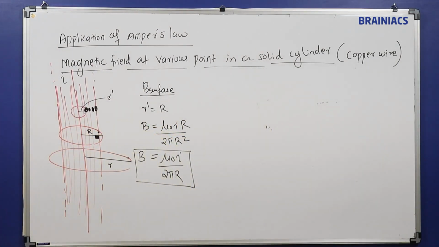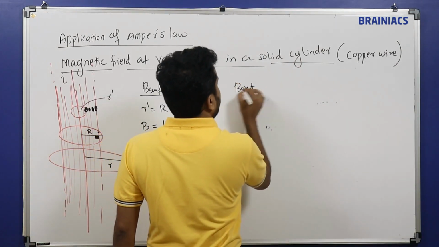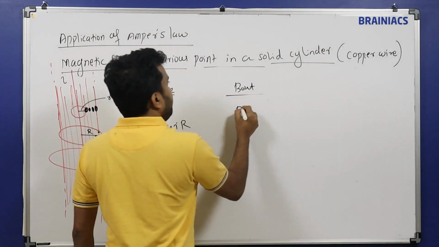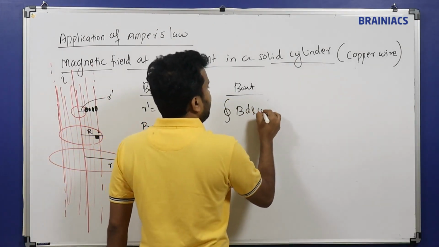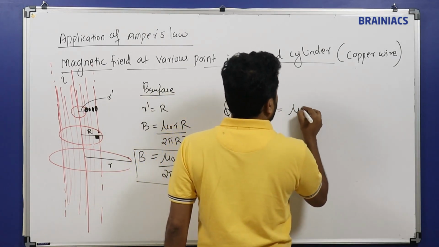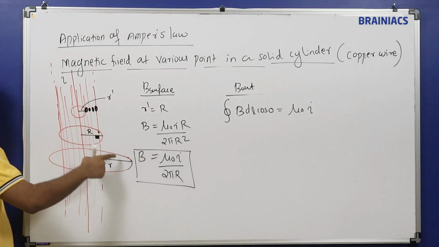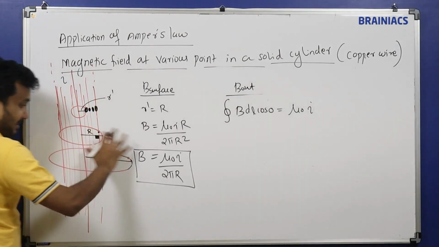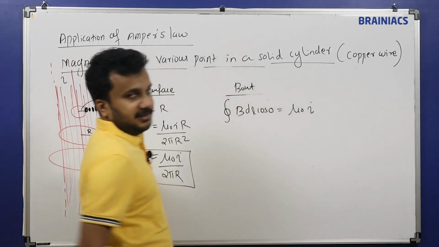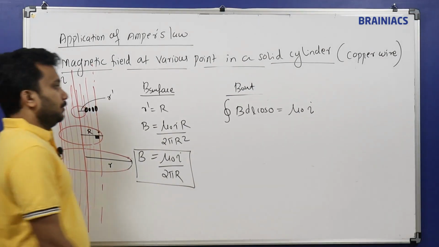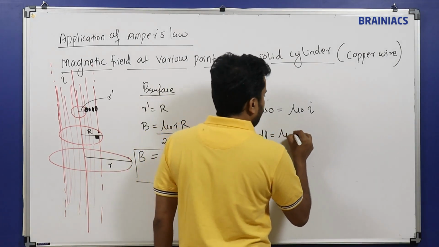Now I am going to find the magnetic field outside. What's the formula again? Closed integral B dl cos theta. Cos theta is 0, so closed integral B dl cos 0 will be equal to mu 0 times the current enclosed. Outside means you are here. Within this circle, what is the total current? It is I, so you can directly put mu 0 I. So B into closed integral dl is equal to mu 0 times I.